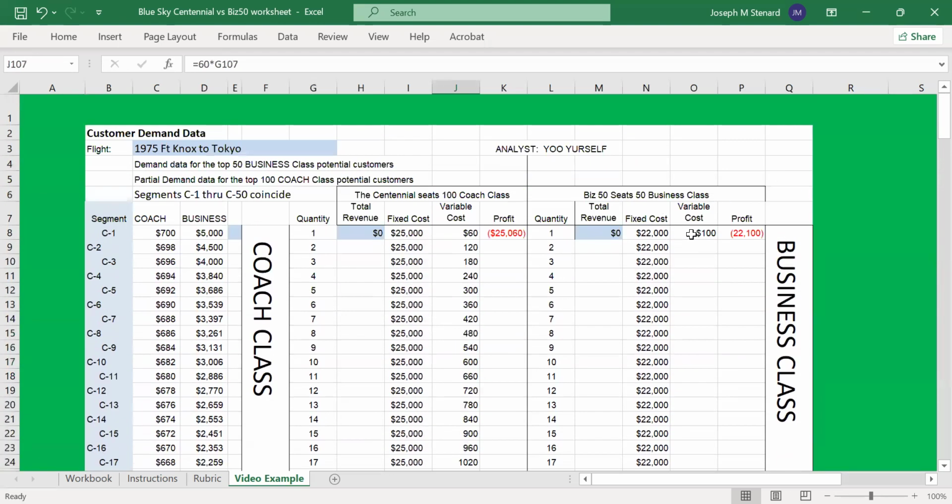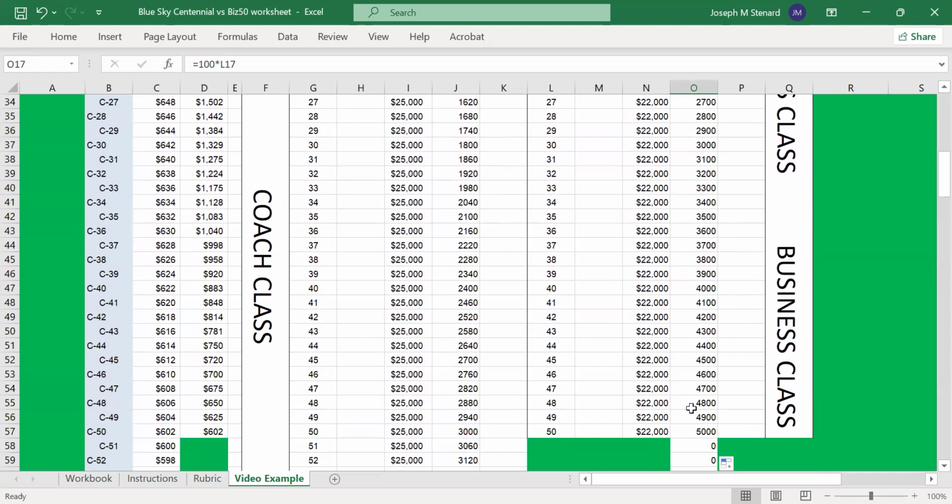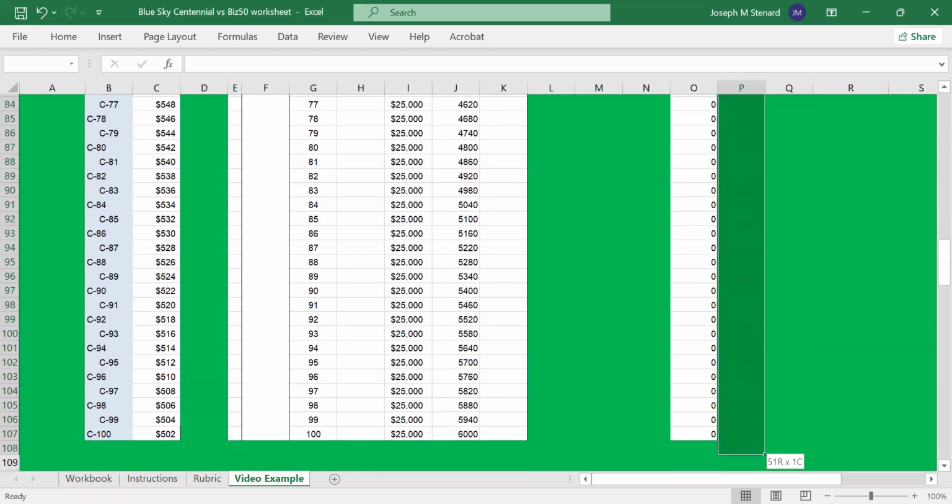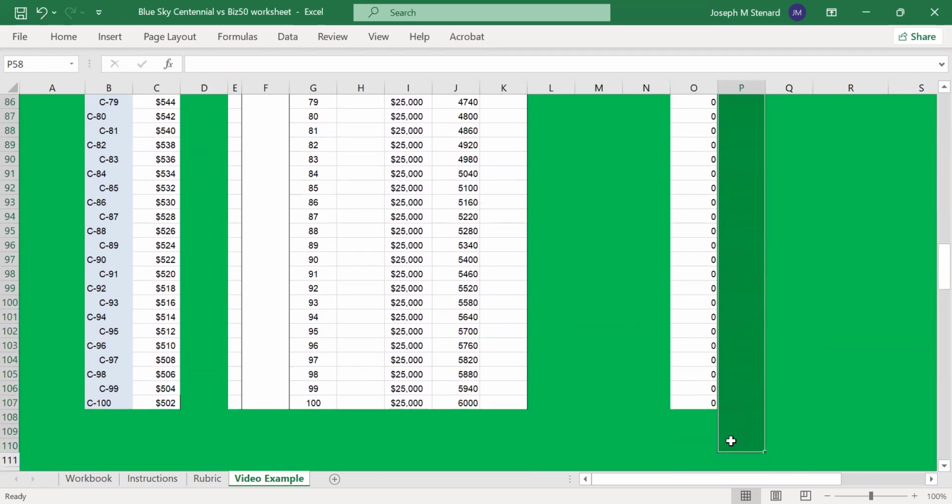Over here, it's going to be $100 times the quantity. 2 people would be $200 in variable costs, 3 people, $300 and so forth. Pretty easy to verify that that was done correctly. 50 people should be $50,000, and Excel was so helpful in filling this in all the way. And even though I shouldn't care, I'm filling that in.